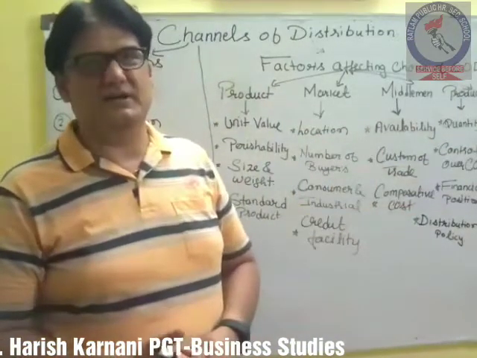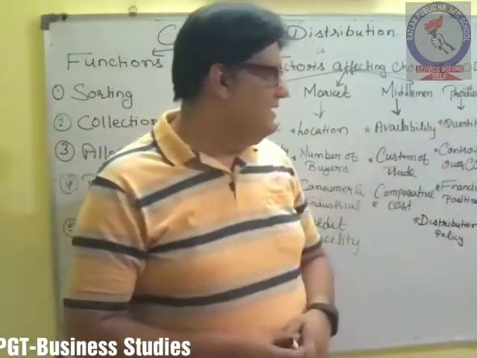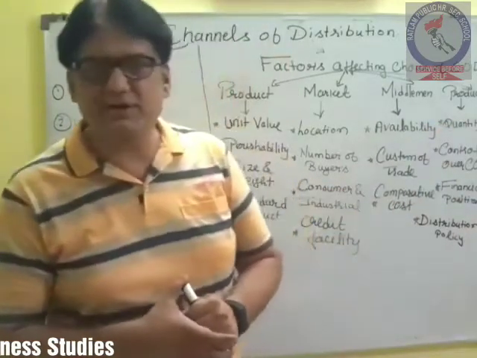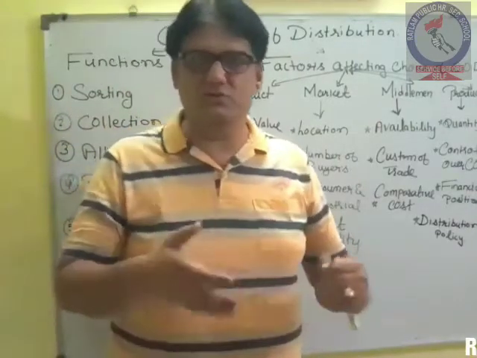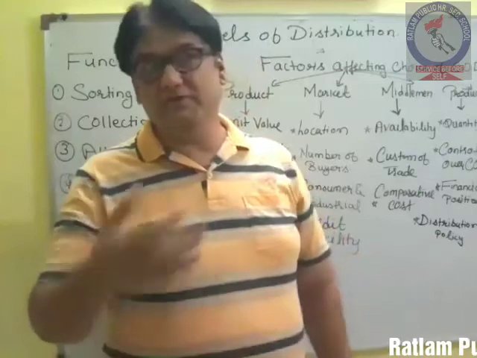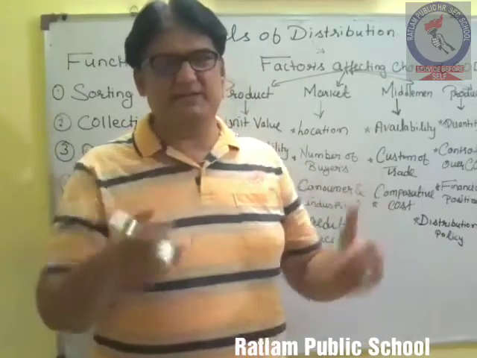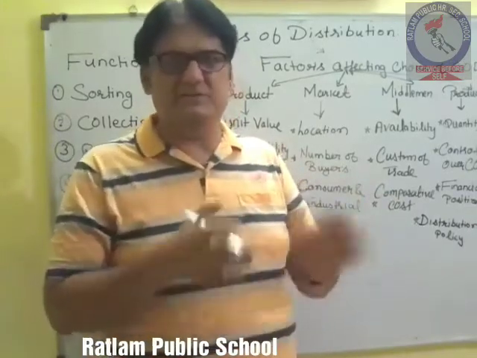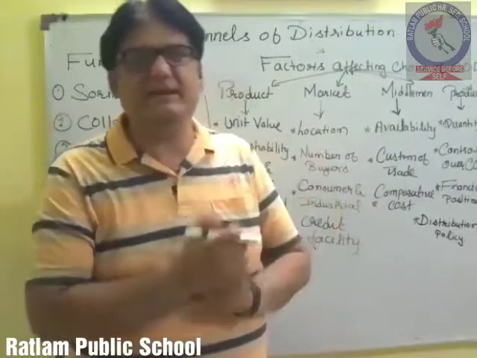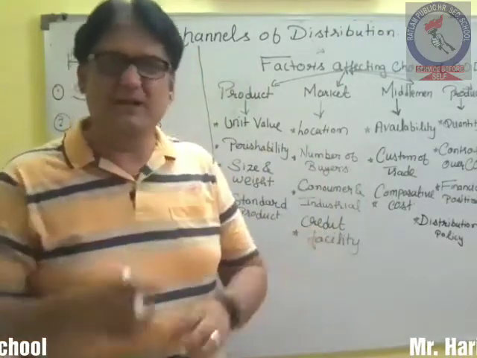Tendency of the producer also affects the choice of channel of distribution. Quantity. If the goods are sold in bulk quantity, then what will he do? He will be selling the goods through the mediator. But if the goods are being sold in a small quantity and it is easy for the producer to sell the goods at a particular place in a small quantity, then he will go directly himself and sell the goods through his own personal efforts.